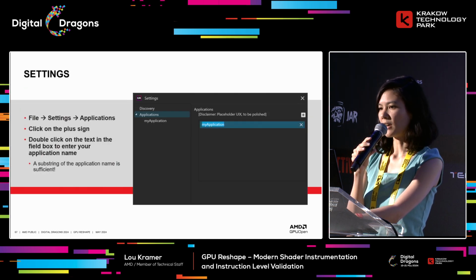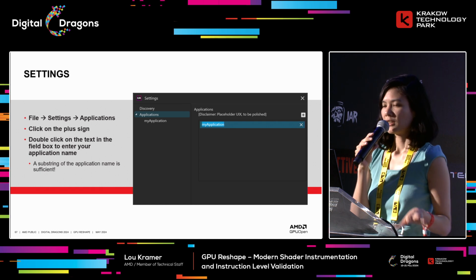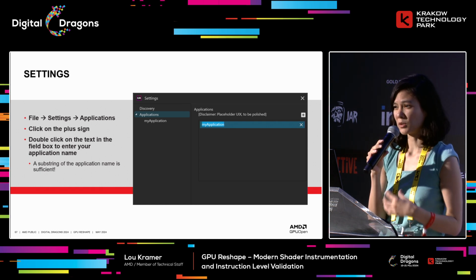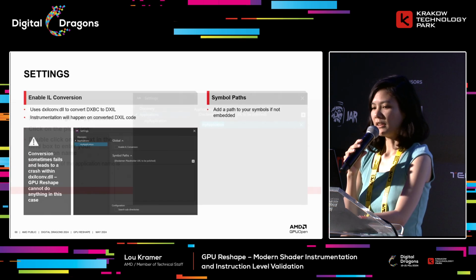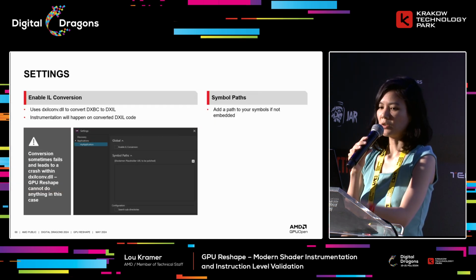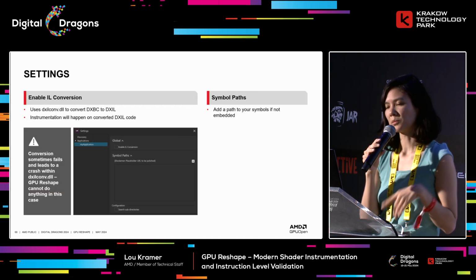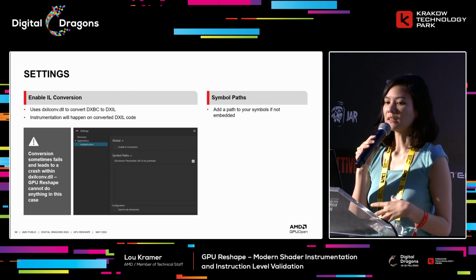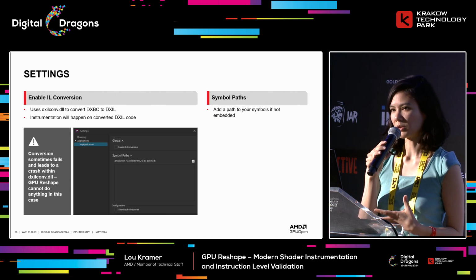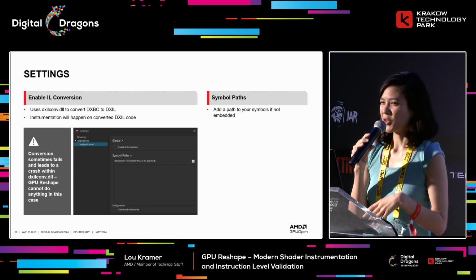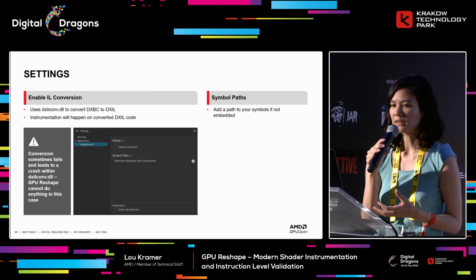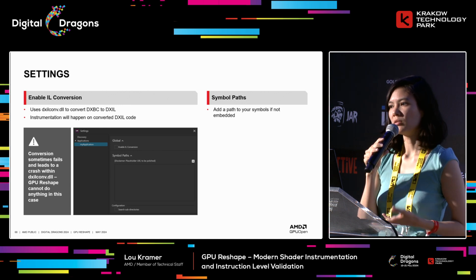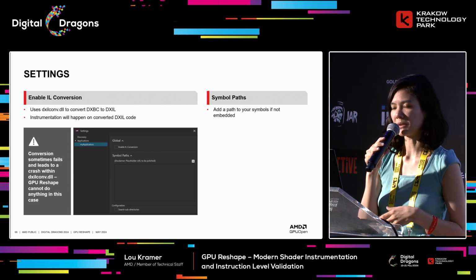So you just go to File, Settings, Applications. There you click on the plus sign, you enter your application, and then the name. A substring is already enough. And then you select the application, and then you just say, okay, you want to do the Dixel conversion. And then GPU Reshape will instrument the converted Dixel code. Sometimes the conversion itself fails because it's using dixelconf.dll. And since GPU Reshape has no control over this, there's nothing GPU Reshape itself can do.